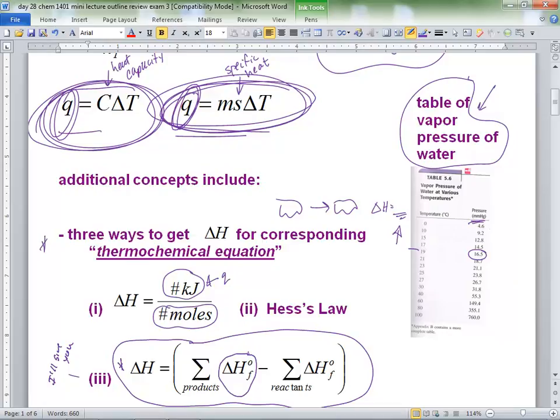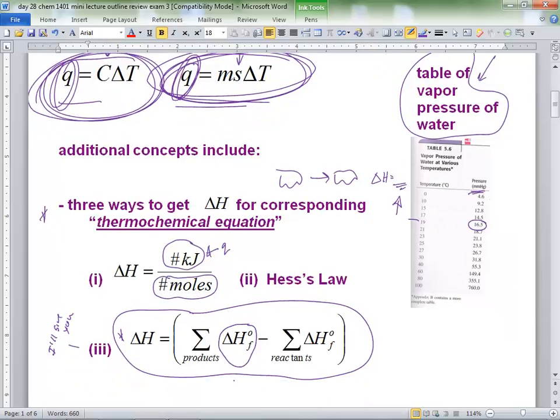Okay? What's the symbol? Formation. Standard enthalpy of formation. It's actually the heat involved in forming it from its elements. Okay, so those were the 3 ways to get a thermochemical equation.